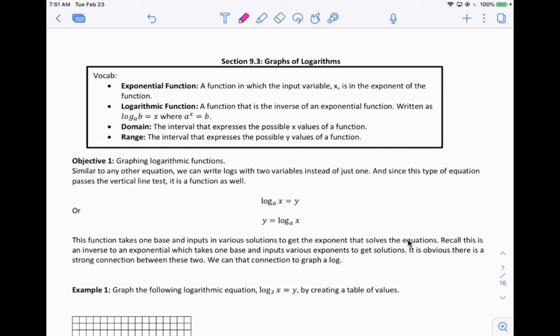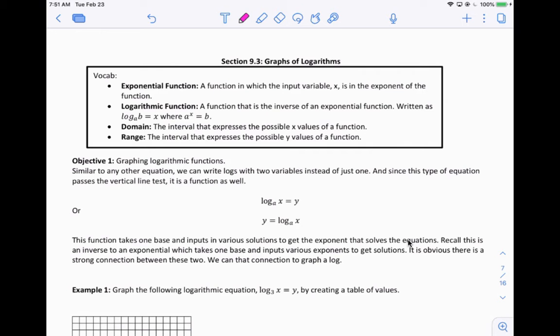All right, welcome to the first video of 9.3. We are going to talk a little bit more about the graphs of logarithms. Now, we actually started our logs conversation with a graph. If you recall, what is a log at the end of the day? It's something that undoes an exponential function.